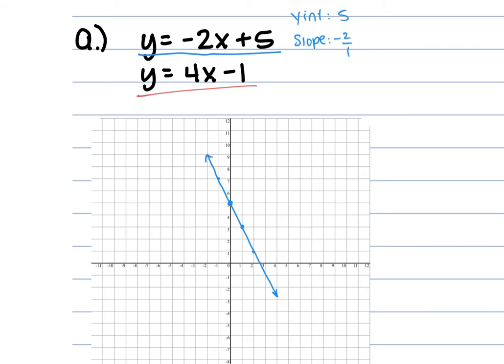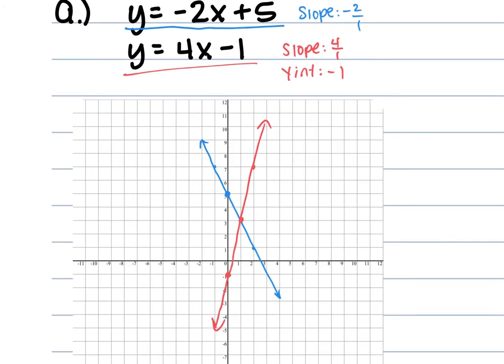Perfect. All right. Someone walk me through the second one. Shayla. Your slope is 4 over 1. Perfect. Your y-intercept is -1. Excellent. So you start at -1 on the graph. Mm-hmm. You go up 4 to the right 1. And you go up 4 to the right 1 again. And you put a line through it. Very nice. Do we see where these two graphs intersect?